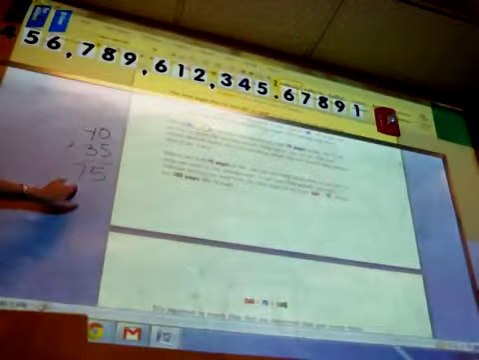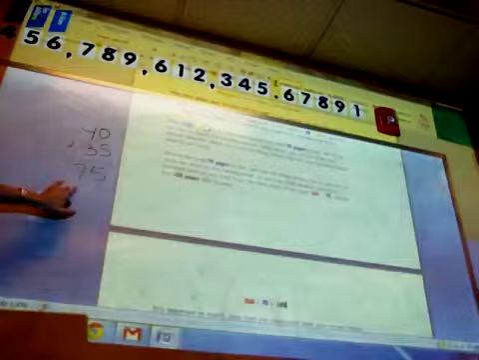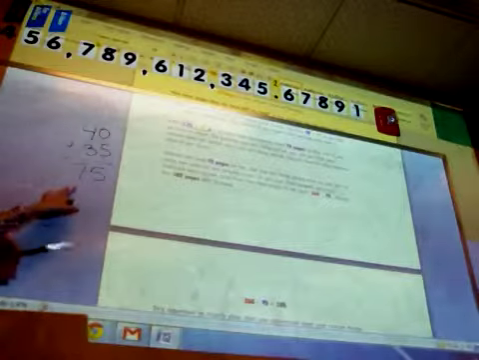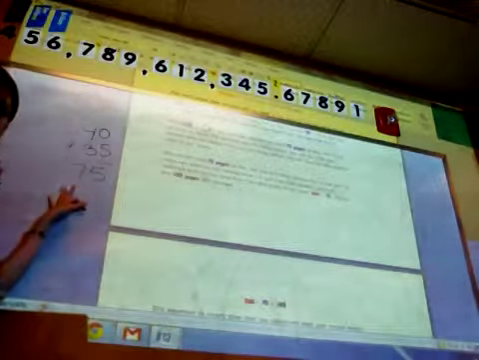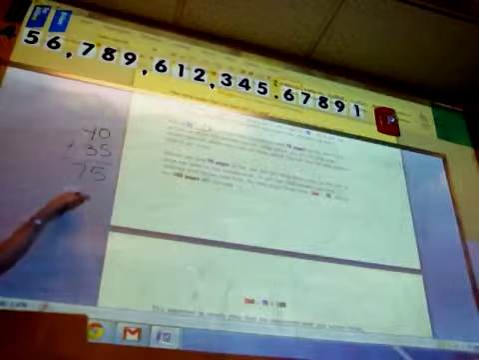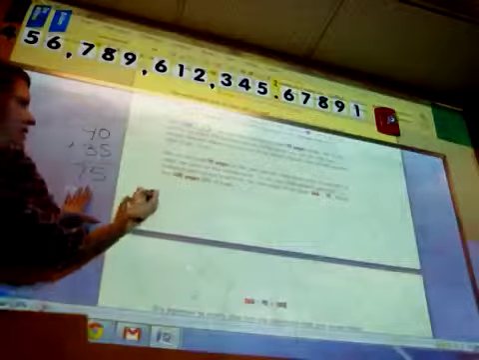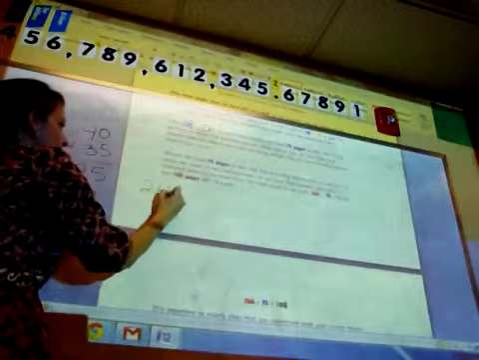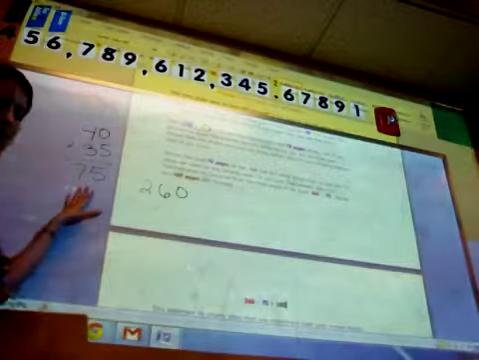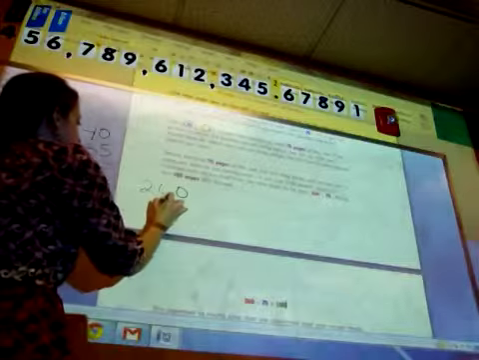He's read 75. We have to start with the total, right? Which was 260. So 260 minus 75 will tell us the difference. So we did this part of the problem already. Now we need to set up a new problem, the second part of our multi-step problem. 260 minus 75.